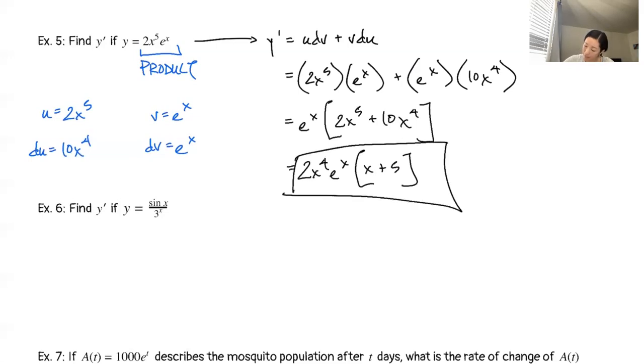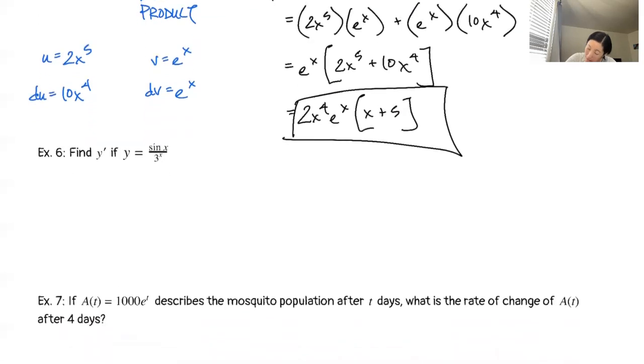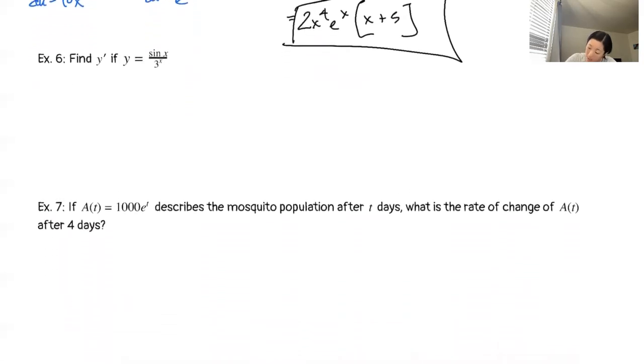All right. Let's take a look at example 6. Find y prime if y equals sine x over 3 to the x. Well, looks like I've got a division going here. So I'm going to go ahead and make note that I should use the quotient rule to figure out this derivative.